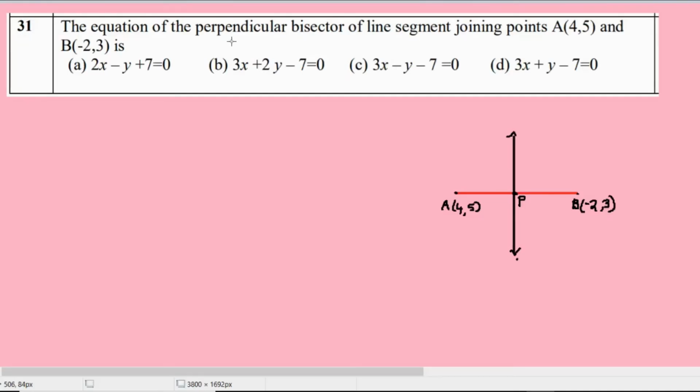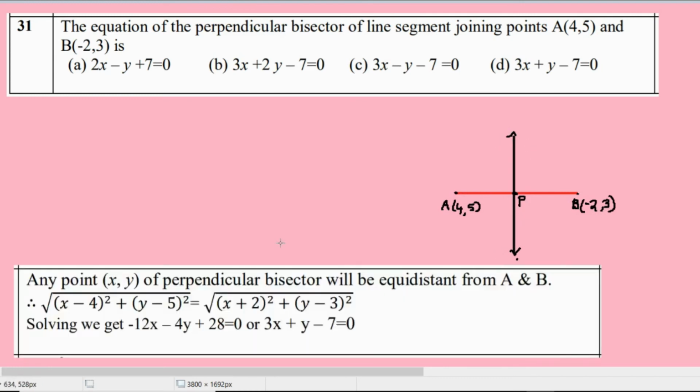31st question. The equation of the perpendicular bisector of the line joining the points A (4, 5) and B (minus 2, 3) is. The line segment is AB with A (4, 5) and B (minus 2, 3). The black line is the perpendicular bisector. If you see the diagram carefully, any point (x, y) on the perpendicular bisector will be equidistant from A and B. So this point P (x, y) will be at equal distance from A and B.